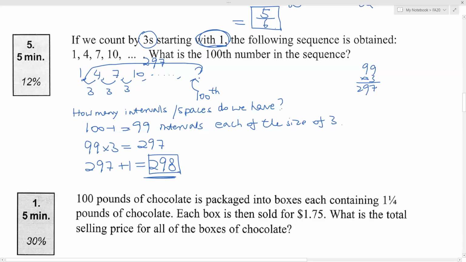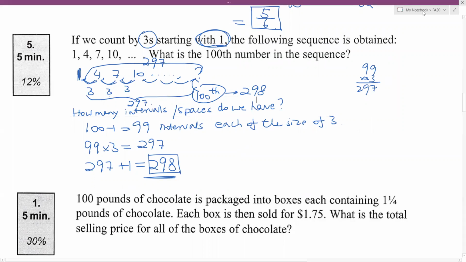So once you illustrate, you get the sequence out and you're looking at the intervals, the space, it's very easy for you to find, okay, I just need to count how many intervals there are. There are 99, and then what is the whole thing worth? This whole thing is worth 297. Add back that 1, then this 100th number should be 298. Okay, so that's question number 5 on the first page.